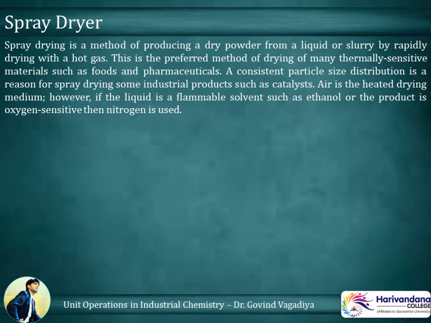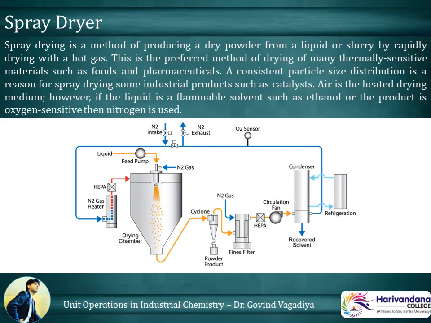Spray dryer. Spray drying is a method of producing a dry powder from a liquid or slurry by rapidly drying with a hot gas. This is the preferred method of drying of many thermally sensitive materials, such as foods and pharmaceuticals. A consistent particle size distribution is a reason for spray drying some industrial products such as catalysts. Air is the heated drying medium. However, if the liquid is a flammable solvent, such as ethanol, or the product is oxygen sensitive, then nitrogen is used.